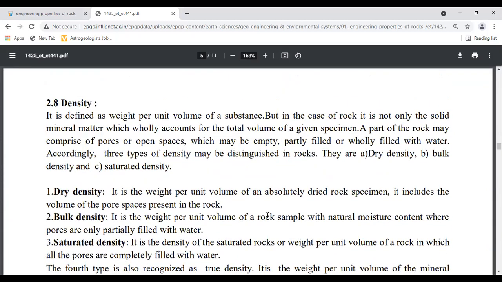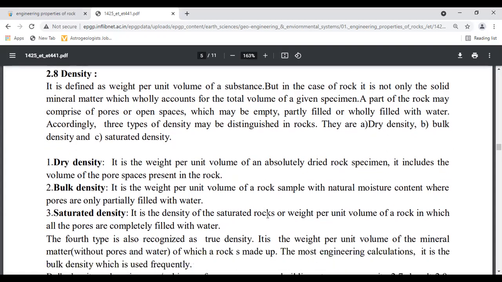Guys, here the density is defined as weight per unit volume of a substance, but in the case of rock, it is not only the solid mineral matter which wholly accounts for the total volume of a given specimen. A part of the rock may comprise pores or open spaces which may be empty, partly filled or wholly filled with water. Accordingly, three types of density may be distinguished in rocks. They are dry density, bulk density, and saturated density.